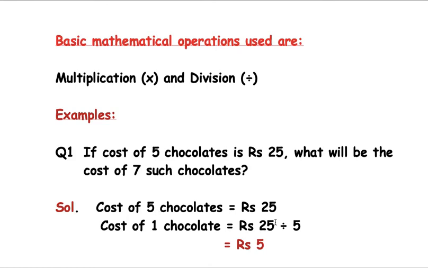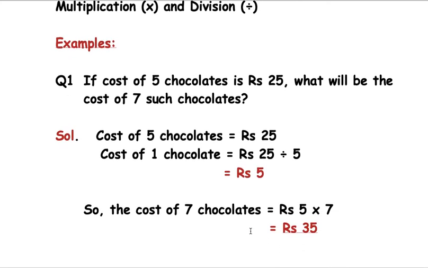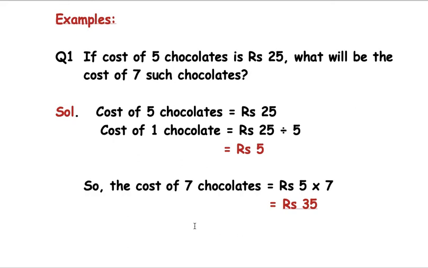Cost of 5 chocolates is 25. So cost of 1 chocolate will be rupees 25 divided by 5, that is rupees 5. But we have to find out cost of how many chocolates? 7 chocolates. How can we find out? We can simply multiply. So the cost of 7 such chocolates will be rupees 5 into 7, that is 35 rupees. Easy. Now we know cost of 5 chocolates is 25, then the cost of 7 similar chocolates will be 35 rupees.